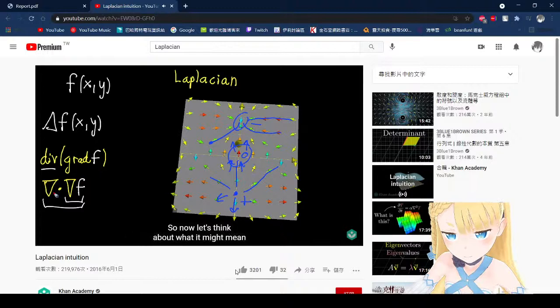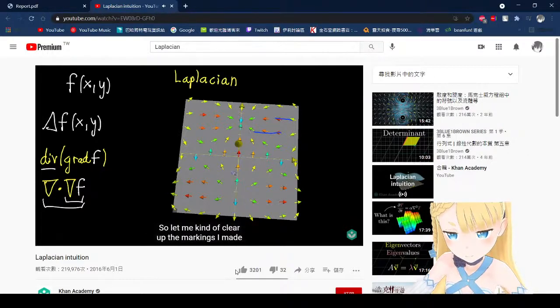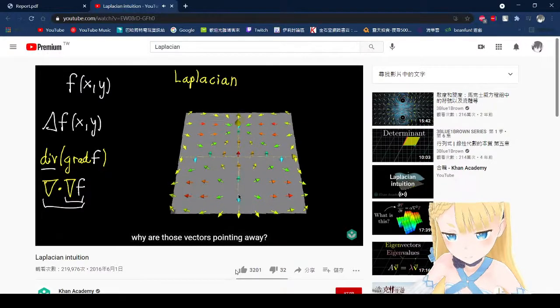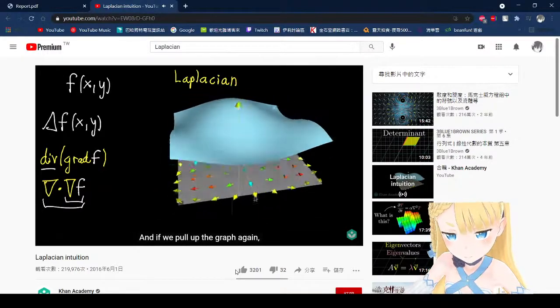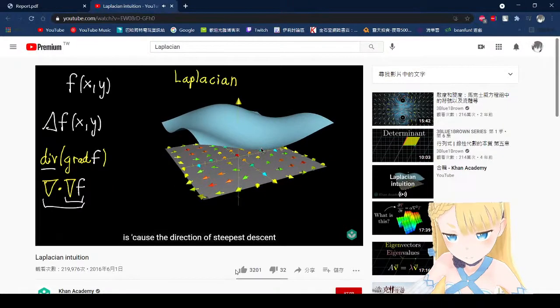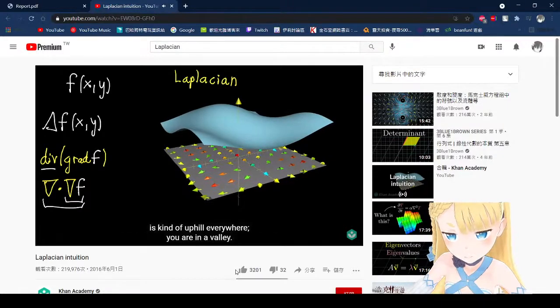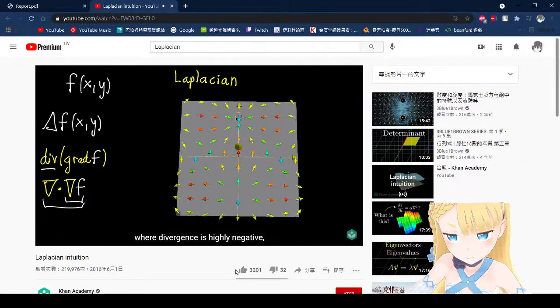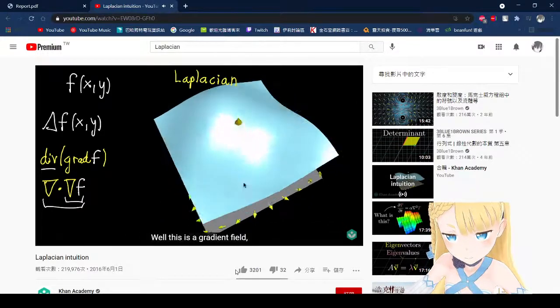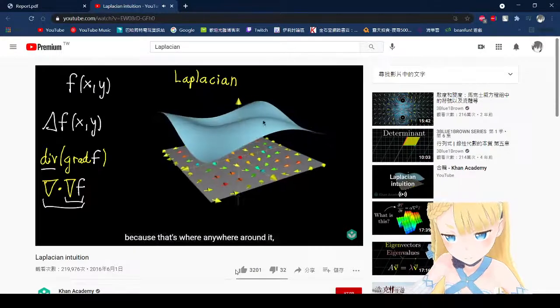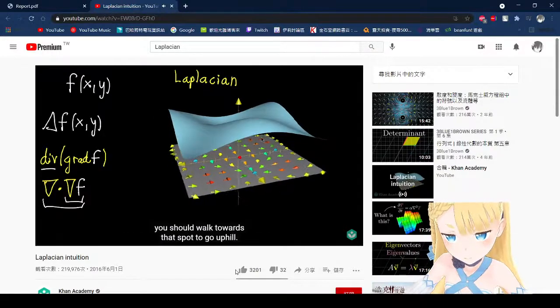So now let's think about what it might mean when you take the divergence of the gradient field of f. So let me clear up the markings I made on top of it here. Points of high divergence, points where it diverges a lot here, why are those vectors pointing away? And if we pull up the graph again, the reason they're pointing away is because the direction of steepest ascent is uphill everywhere. You are in a valley. Whereas in the opposite circumstance, where divergence is highly negative because points are converging towards it, why are they pointing towards it? Well, this is a gradient field, so they're pointing towards that spot because anywhere around it, you should walk towards that spot to go uphill.